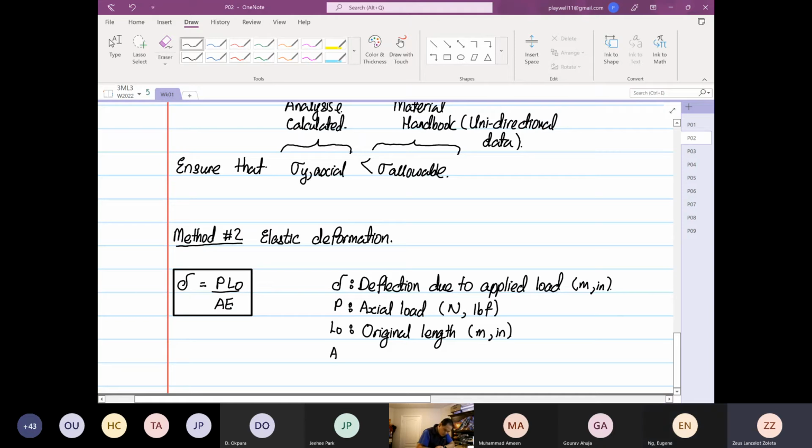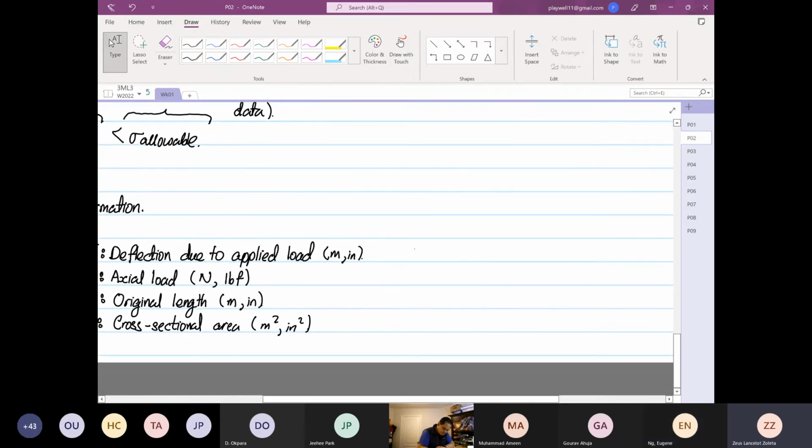A is the cross-sectional area. It can be meter squared or inches squared. And the last one, E, is for your Young's modulus, where it's in Pascal or pounds per square inch.